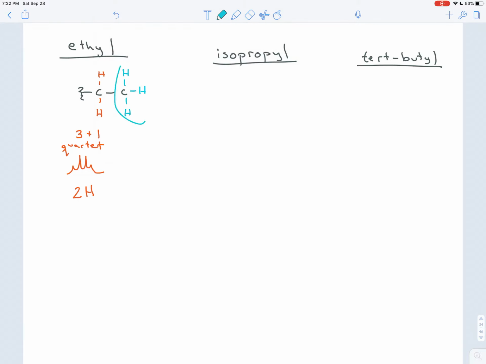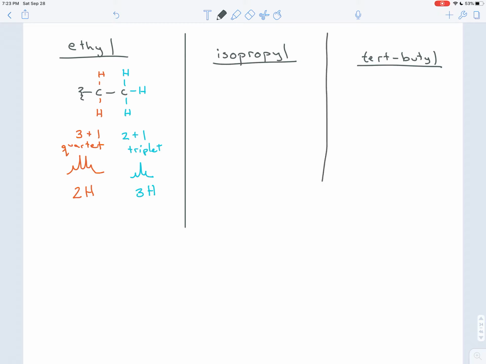For the blue hydrogens, these are next to two hydrogens, the orange ones. And so the n+1 rule for that will be two neighboring hydrogens plus 1. That will split into a triplet. And the integration for that should correspond to three hydrogens. So if you have a quartet and a triplet in a spectrum, especially if the integrations are 2 to 3 for those, 2 for the quartet and 3 for the triplet, you have an ethyl group. That'll be one of the structures in your molecule.